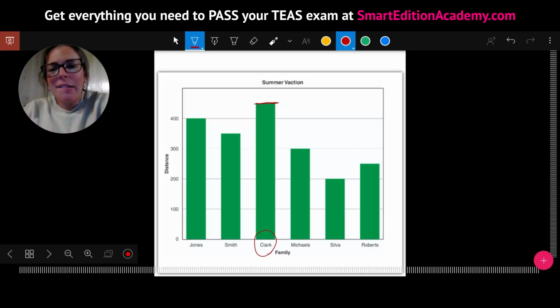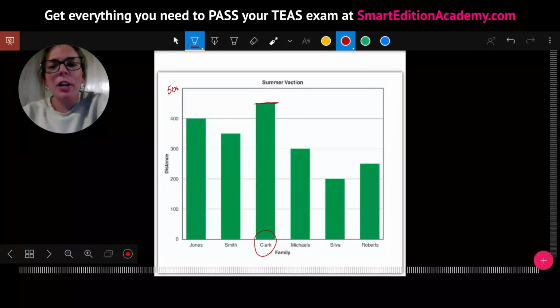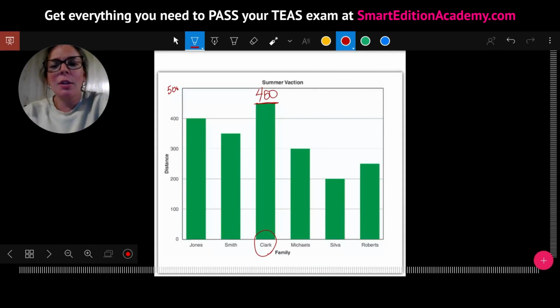Okay, this graph looks like it's probably just missing this top label of 500. So if we had to figure out how far they traveled, this would be right in between 400 and 500. This would be 450, and let's just assume this is distance in miles. Okay, I'm just giving you a little more information here for these made-up scenarios that I have.